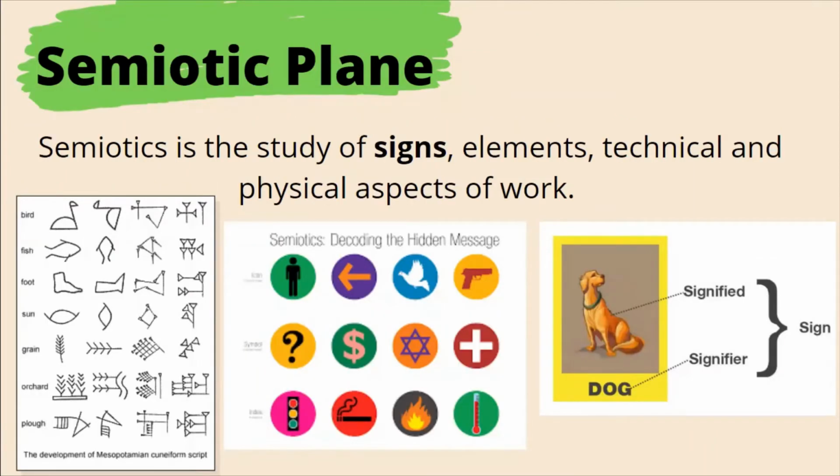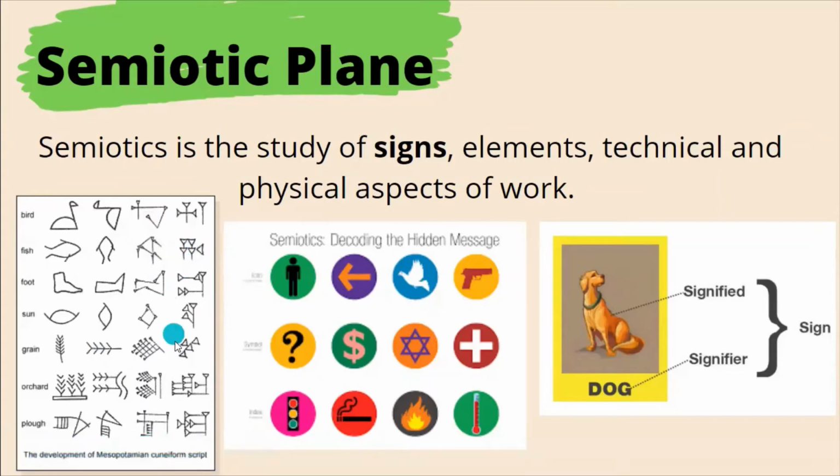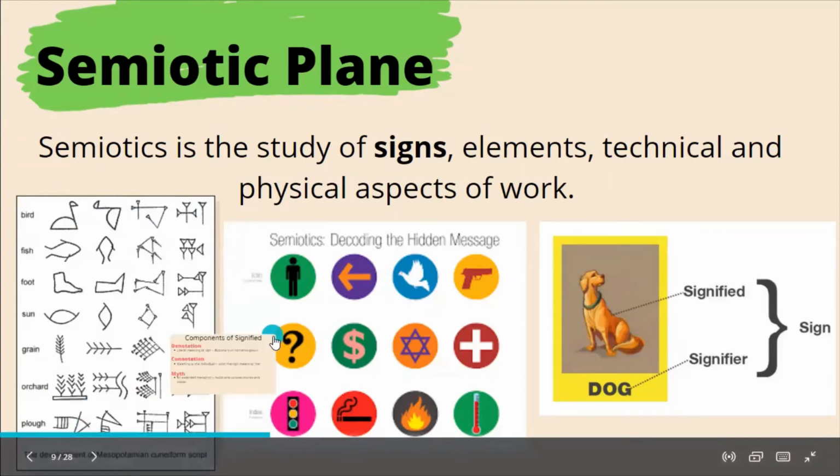So, the semiotic plane, the first one. Semiotics is the study of signs, elements, and the technical and physical aspects of a work. Notice this first figure is taken from the Mesopotamian cuneiform script, the ancient writing from long ago. In the first image, they used these figures to denote a bird. The second one, fish, then foot, sun, grain, orchard, plow, and so on.